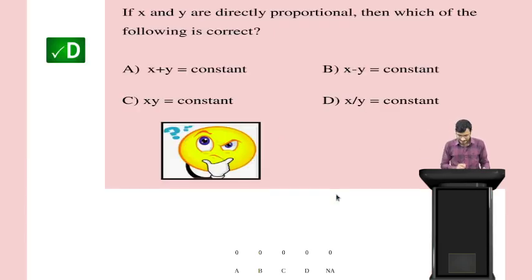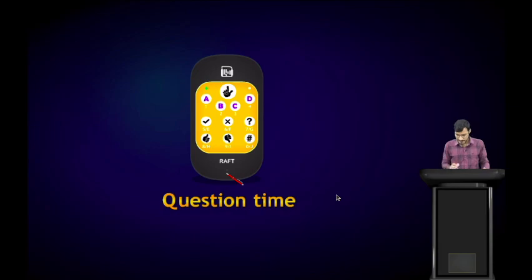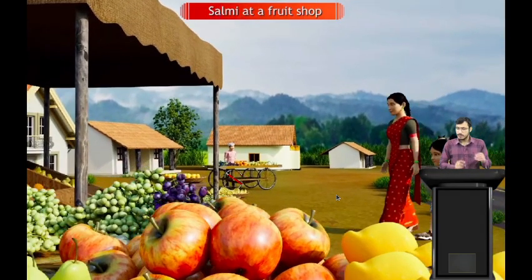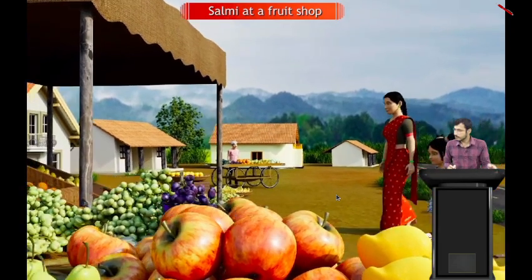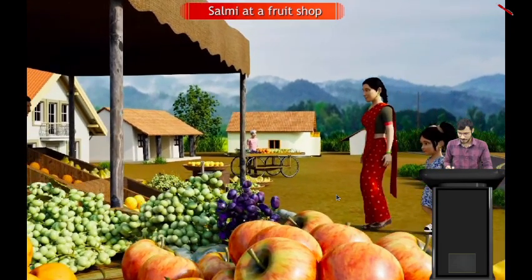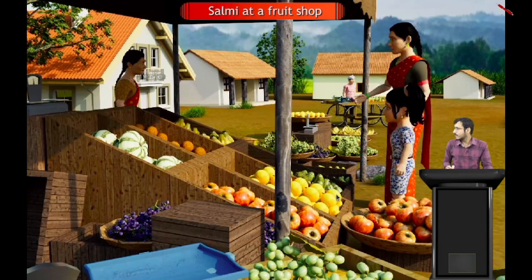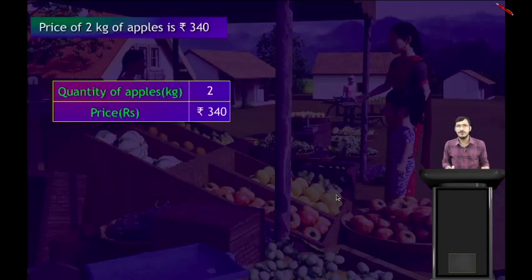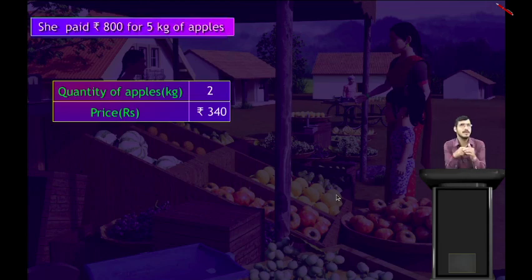Now let's move to the next part. Now solve with me at a fruit shop. Here you can see the picture of a fruit shop. The price of 2 kg of apples is rupees 340. So the quantity of apples is 2 kg and the price is 340. She paid rupees 800 for 5 kg of apples. So 5 kg of apples, and she paid rupees 800 for 5 kg.